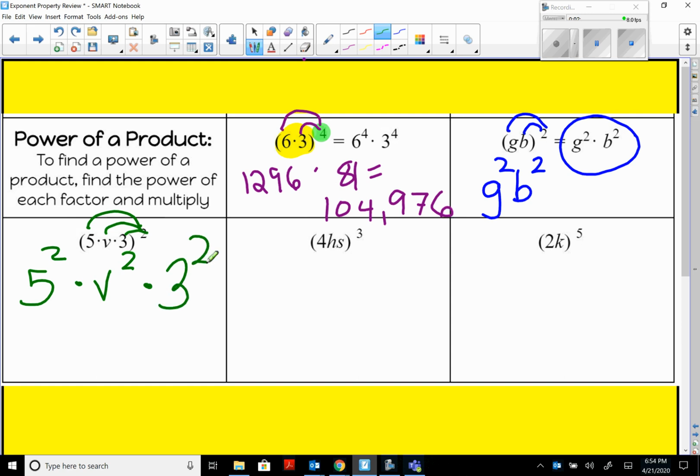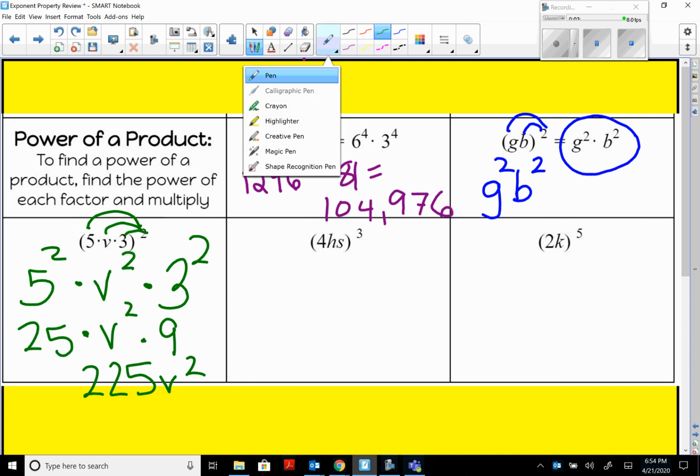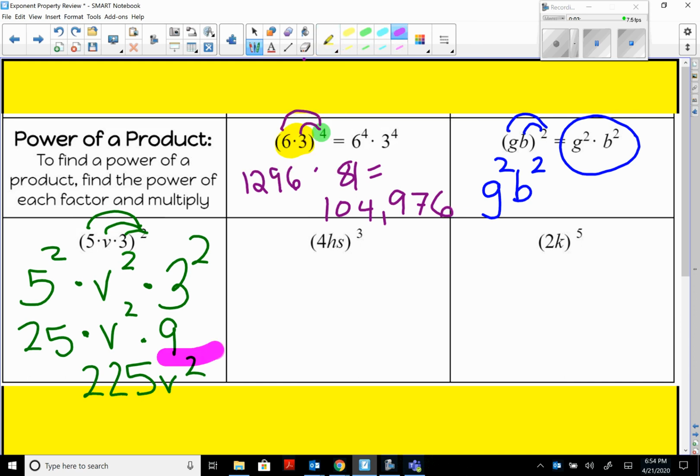Now I'm going to go ahead and simplify or evaluate. I know that 5 to the 2nd power is 25. V to the 2nd power, I'm just going to leave it as v to the 2nd power. And 3 to the 2nd power is 9. There's one more step that I can do to simplify this. That is, I can multiply 25 times 9. And 25 times 9 is 225. So my final simplified answer would be 225 times v squared. I'll just leave that right there.